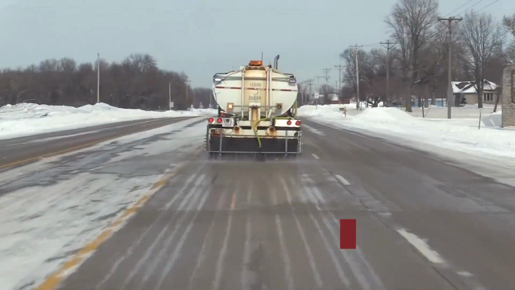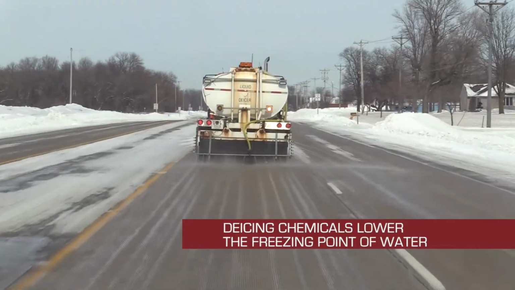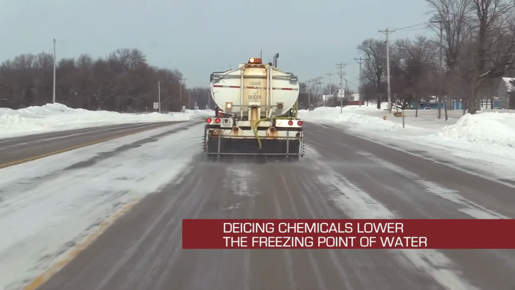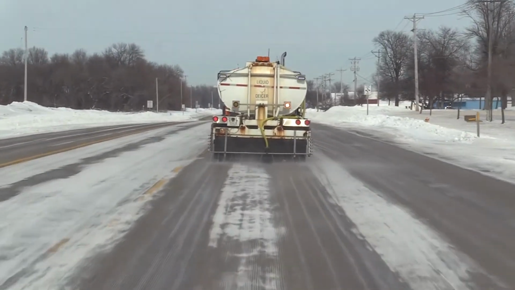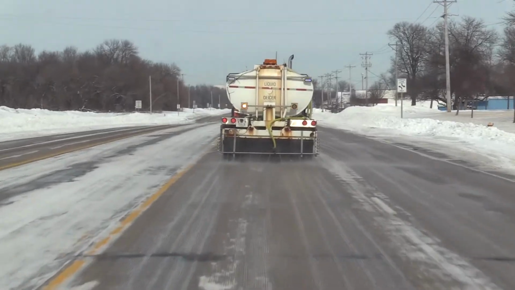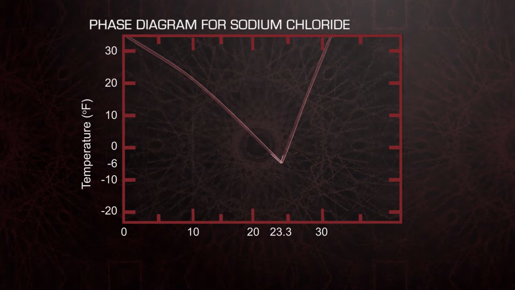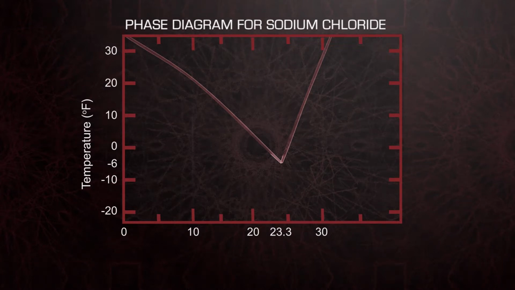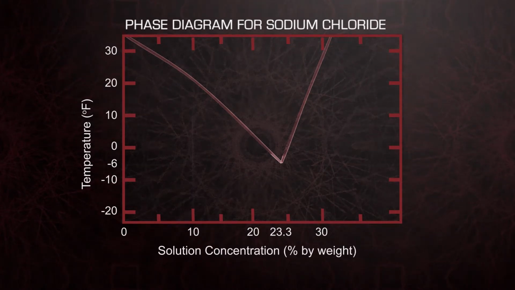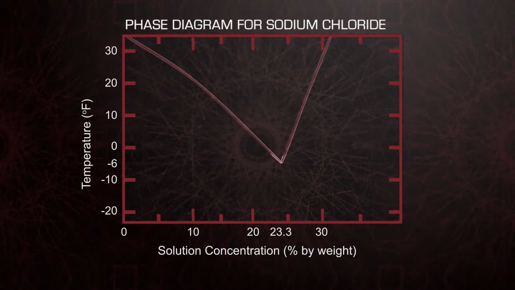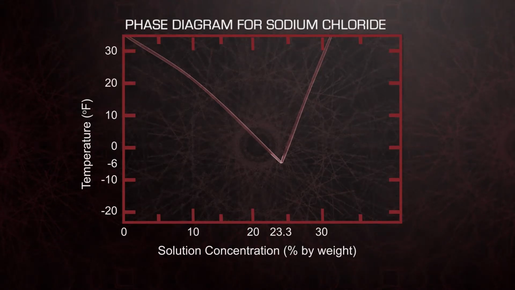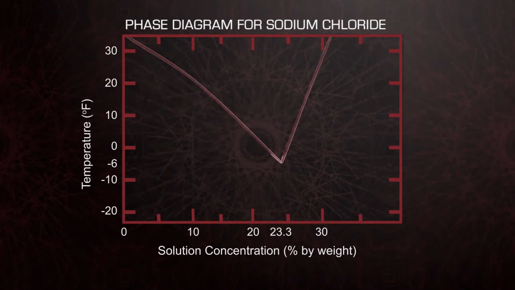De-icing and anti-icing chemicals like sodium chloride work by lowering the freezing point of water. The adjusted freezing point depends on the concentration of salt in the solution. This is illustrated by the phase diagram shown, with temperature on the vertical axis and solution concentration of sodium chloride along the horizontal axis. The diagram shows the temperature at which various concentrations of brine change from liquid to solid.